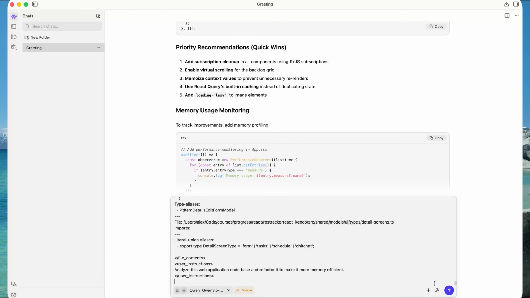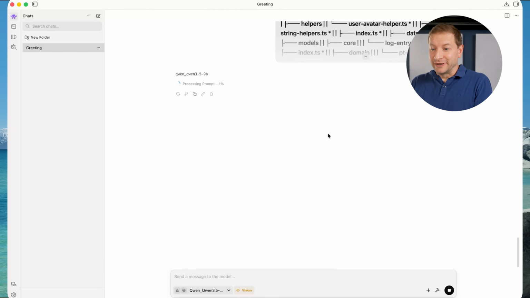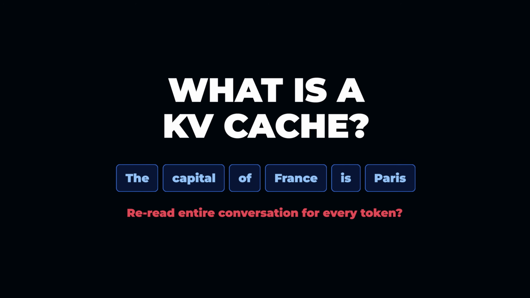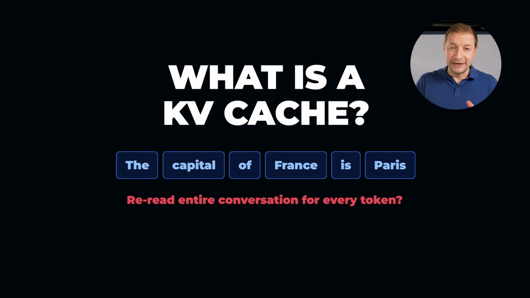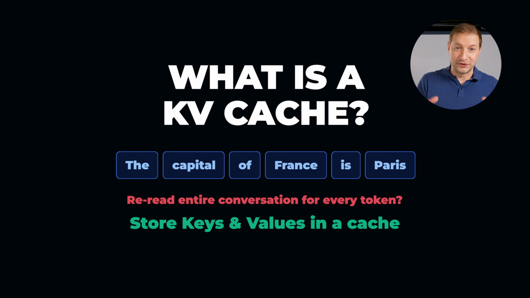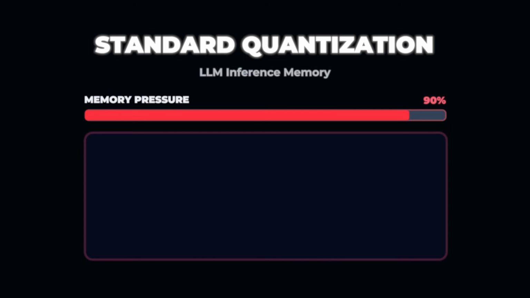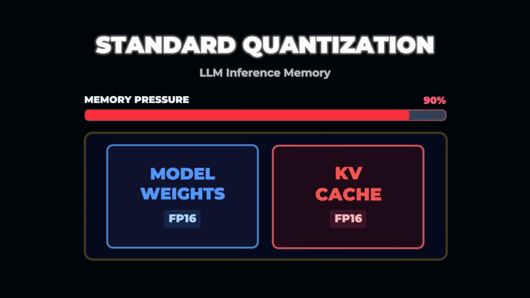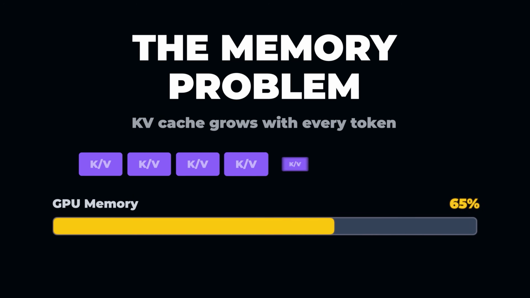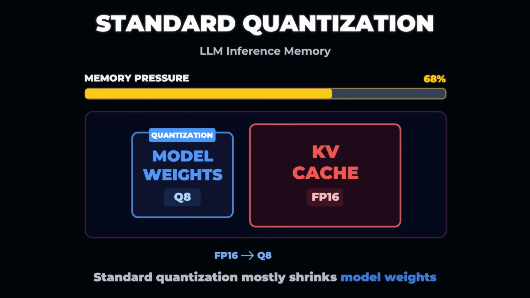I'm gonna paste in the same prompt again. And what happens here is the entire conversation is sent in again for processing, not just my prompt. But when the LLM is generating text, it doesn't reread the entire conversation from scratch for every token. Instead, it stores key value pairs, the KV cache. These are basically mathematical summaries of every token it's already seen. Think of it as like short-term memory. And it lives inside the memory alongside the model weights. With every token, the KV cache grows and fills up memory. Now, quantization solves for the model weights and shrinks them down.